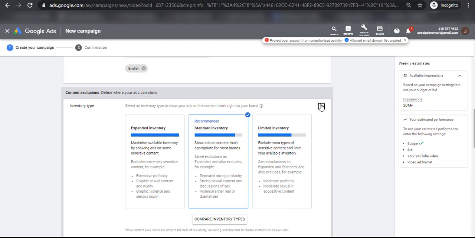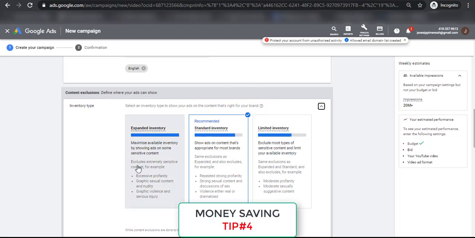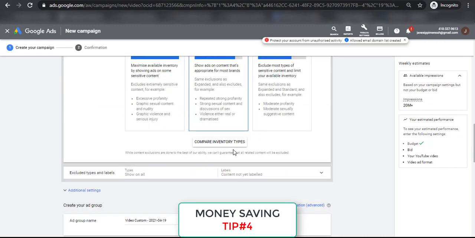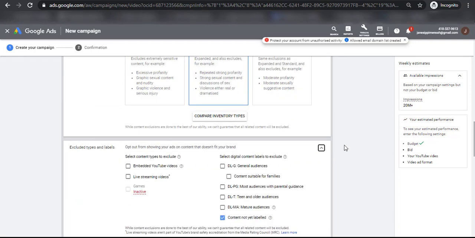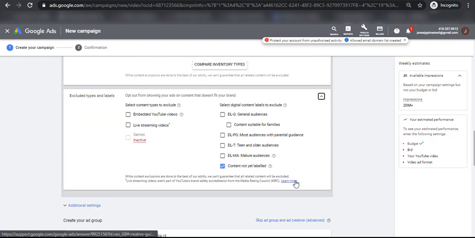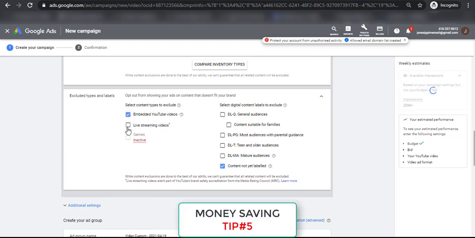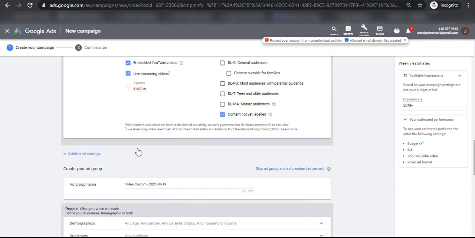All right, there is a lot of controversy between these two things. Some people say expanded inventory, some say standard inventory. What I saw that was working for me was standard inventory. So this was also a cool money saving tip for me. Now, the next thing is that this too is also a money saving tip. This and that, make sure you uncheck it all the time. Don't skip it if you don't want to waste money. All right, so let's keep pushing.